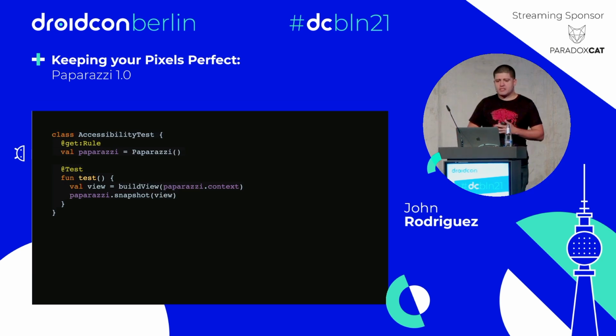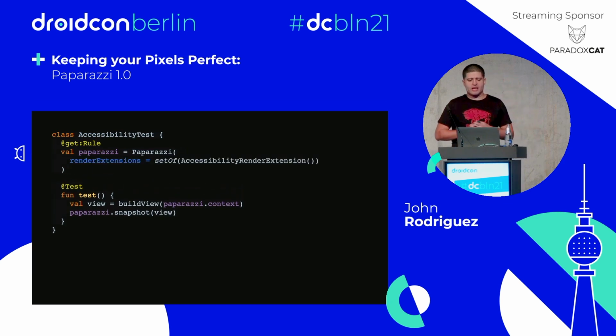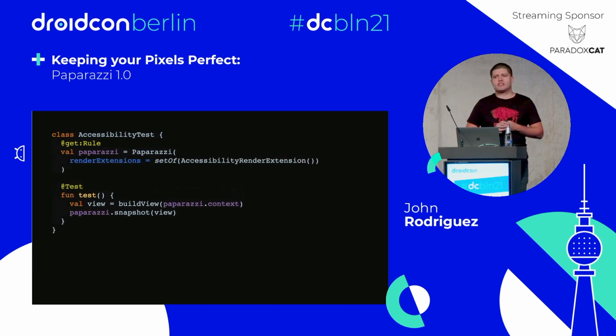And so what changes in setting up the test is a one-liner. Just say that, hey, you want to now pass an accessibility render extension, and Paparazzi will render what you saw on the previous screen.